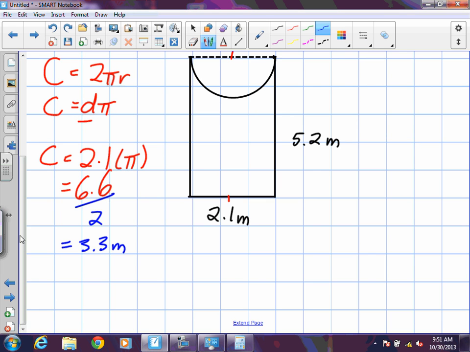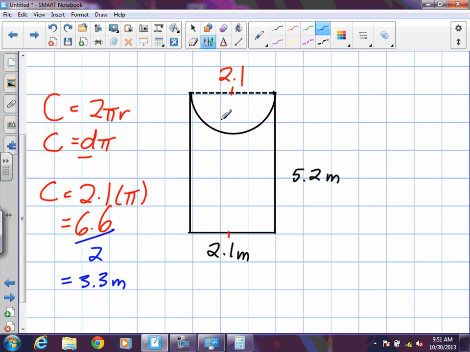And that makes sense that this curved part here, 3.3 meters, is longer than the straight line at this point. It almost looks like a 3. Okay, so now that we have that, to find the perimeter of this object, I'm going to add the sides together. We have 3.3, 2.1, and what is the distance of this side here? That's right. It's identical to our other one.